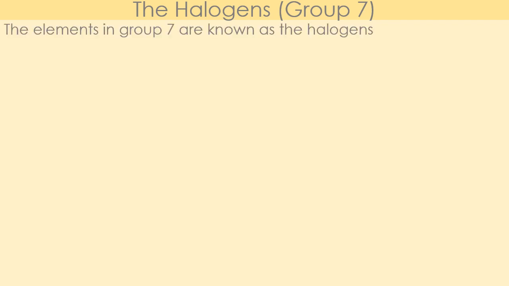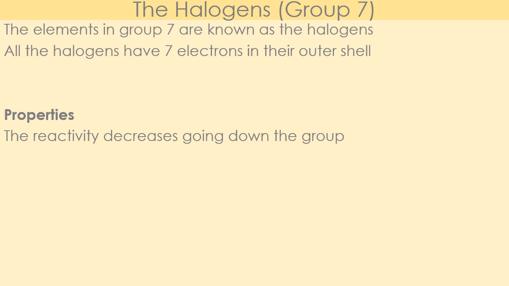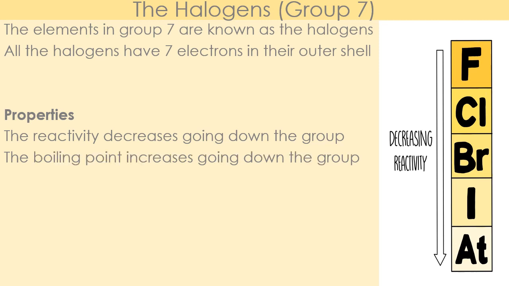We're now going to have a look at the halogens, which are the group 7 elements. Group 7, known as the halogens. Now, all the halogens have 7 electrons in their outer shell. And they have similar properties to each other as well. Going down the group, this time, however, our reactivity decreases. So not like the alkali metals where it increases, it now decreases going down the group. The boiling point increases as we go down the group.